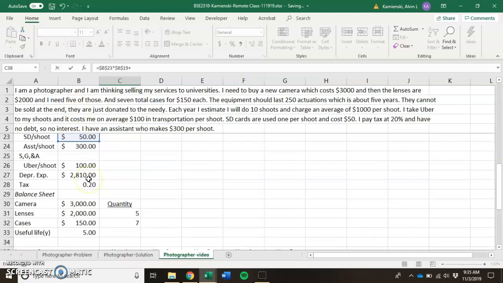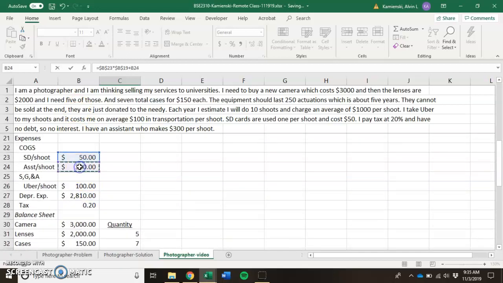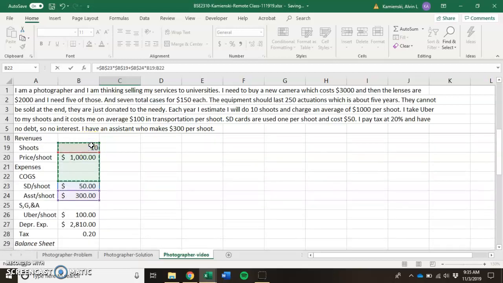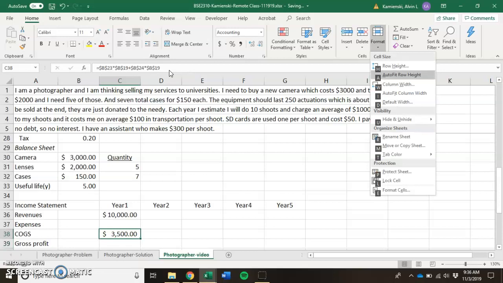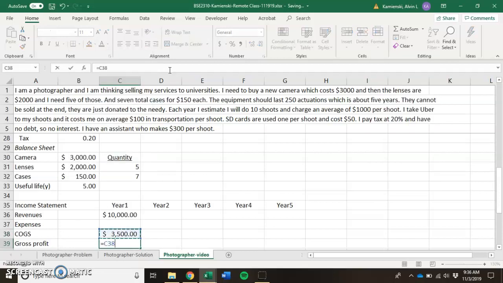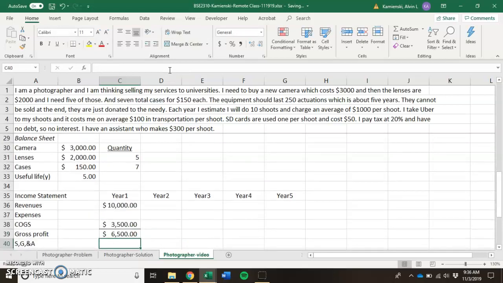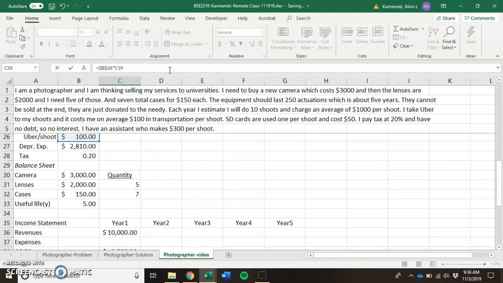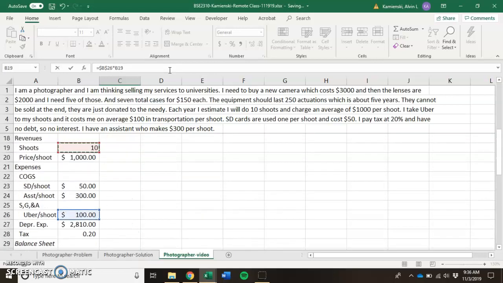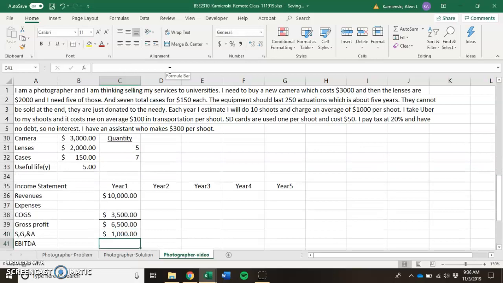Plus then my assistant, who makes $300 fixed per shoot, times my 10 shoots. Got 10 shoots here. F4 tells me then I have $3,500 in cost of goods. Profit then will be equal to my revenues minus my cost of goods sold. The SG&A we said we would assume would be Ubers, fixed at $100 per shoot times my 10 shoots. Fix that too. Gives me $1,000 worth of Uber.